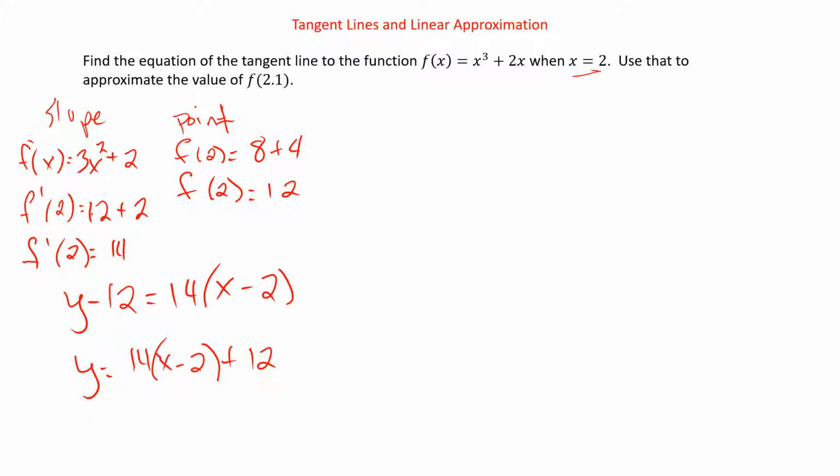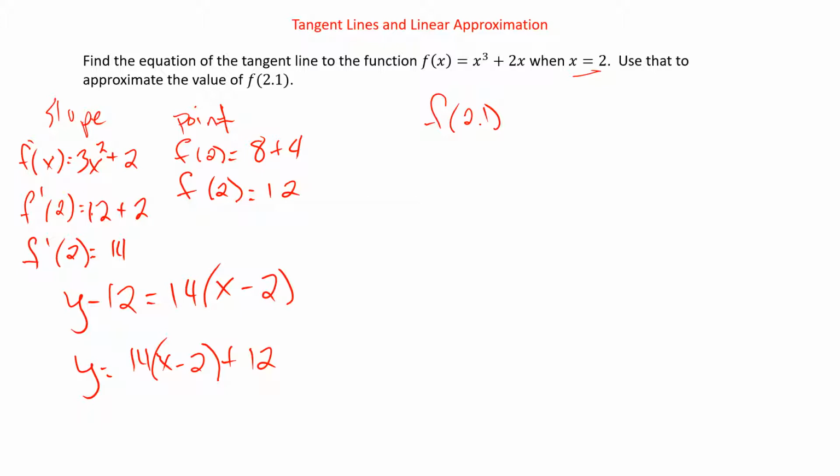So now using that to approximate the value of f of 2.1, we're going to plug 2.1 into our tangent line. So now the tangent line, it's going to be exactly on the point at 2, but then the function is going to curve away. The line's going to go straight.